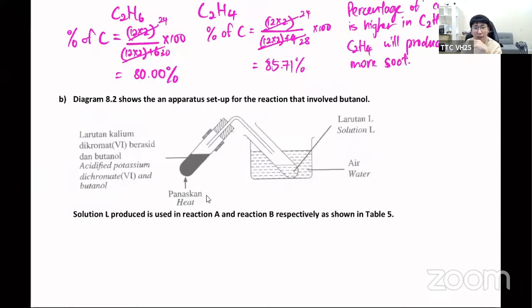Okay, then moving on, we have the acidified potassium dichromate and butanol. Then you can say we have a solution L with a water bath inside here, everything here. Then what do you think? They say solution L produced is used in reaction A and reaction B.